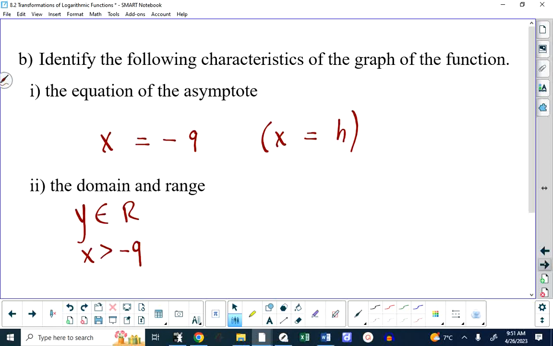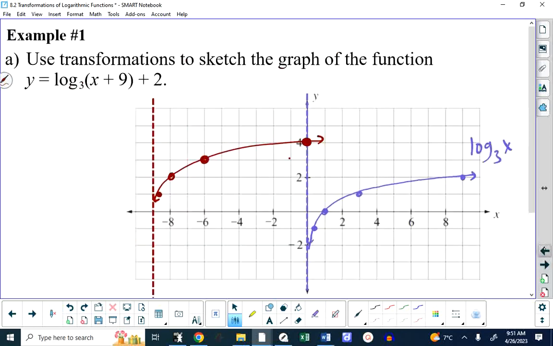Could you ever have a logarithmic function where x is going to be less than h? Could we ever take this bluish graph and transform it? We could even use h equals -9 and transform it so that x would be less than -9. What would have to happen here, Ariana? Right, a horizontal reflection would have to occur. So if there was a b value that was negative, you'd be done.